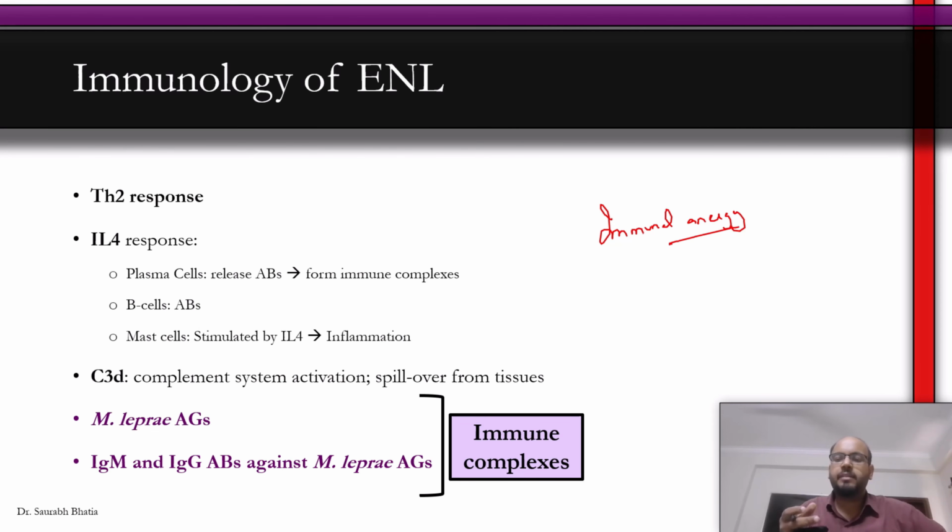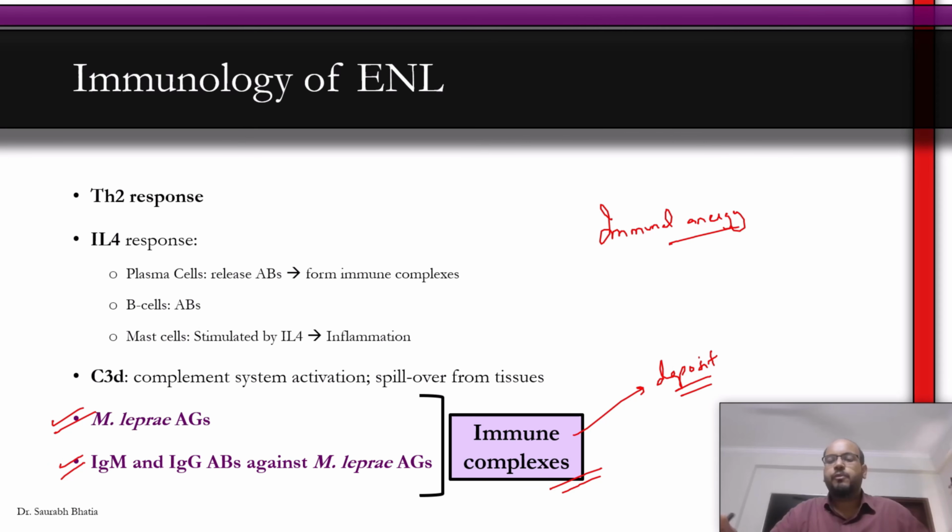And when this happens, these immune complexes consisting of M. leprae antigens and IgM, IgG antibodies against M. leprae antigens, these together will form immune complexes. And these immune complexes will deposit in various tissues and cause inflammation. That is what is known as ENL.